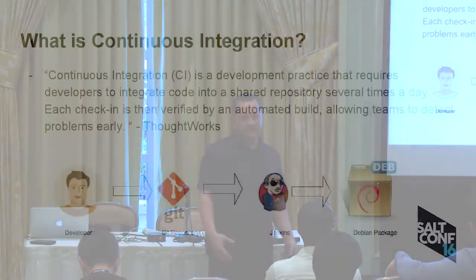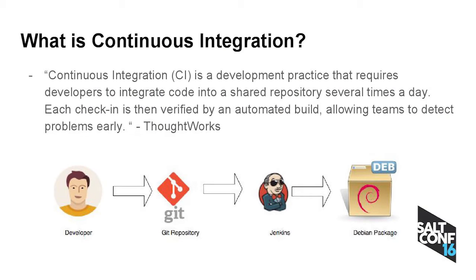All right, so what is continuous integration? There are a lot of different definitions for continuous integration. The one that I liked the most, or the one that I thought was the most relevant to me, was the one on the ThoughtWorks website, which is: continuous integration is a development practice that requires developers to integrate code into a shared repository several times a day. So you have a developer that checks in code into Git, and that triggers a Jenkins build, which then outputs some sort of artifact, in this case, a Debian package if you're using Ubuntu or Debian. But this is what I define as continuous integration.